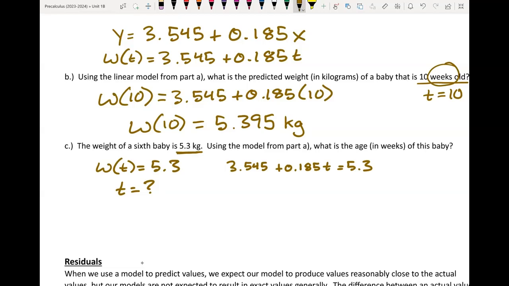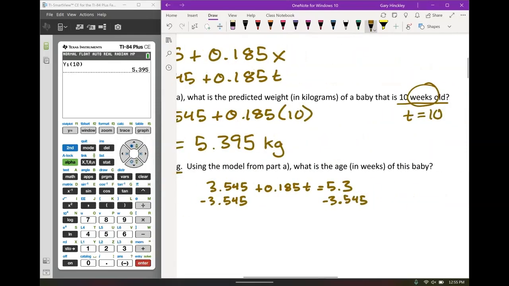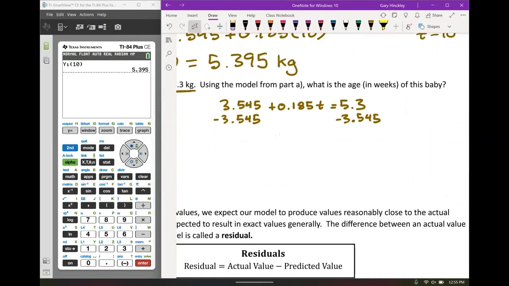Yeah, it's not that bad. What do we do first? Just subtract our constant, right? So minus 3.545 on both sides. We have our calculator there, so we can just do it there. All right, so 5.3 minus 3.545. So I get 0.185t equals 1.755. Then what's the last thing that we need to do to find the age of the baby?